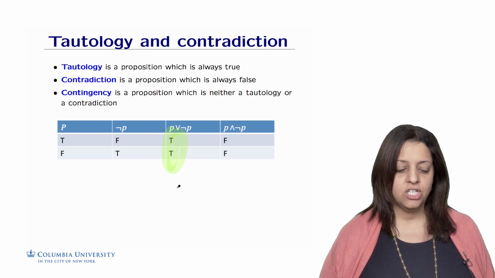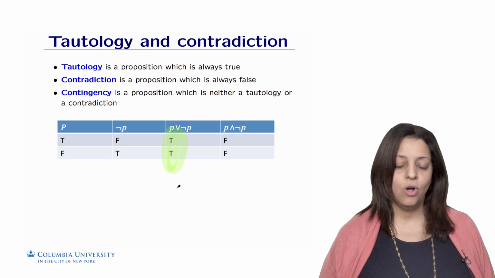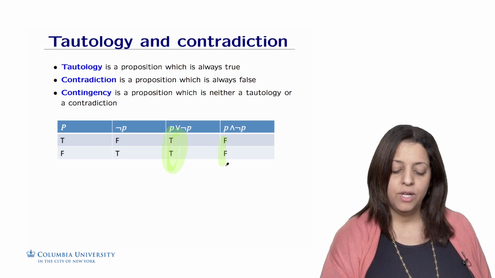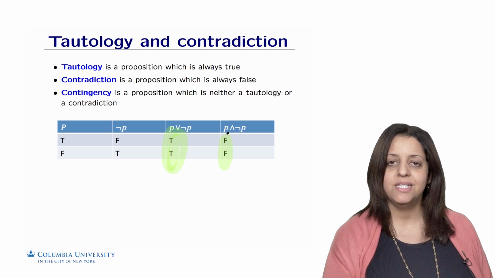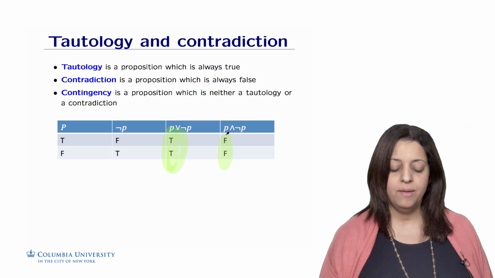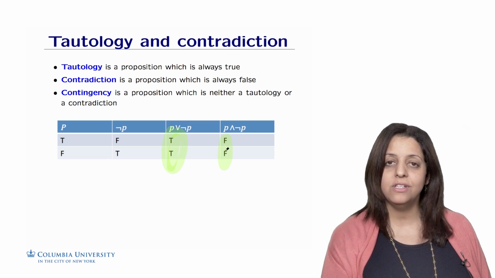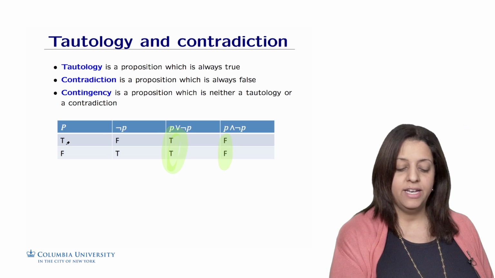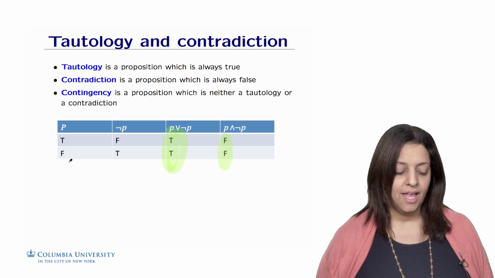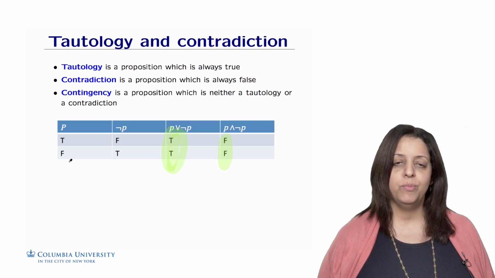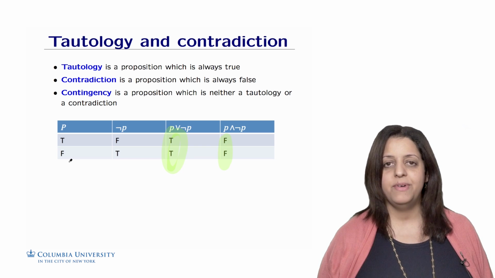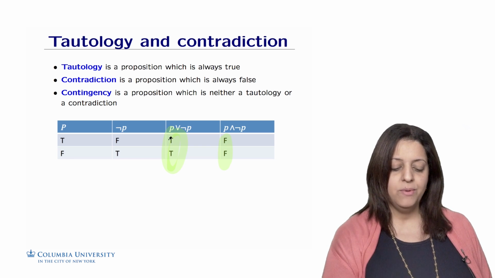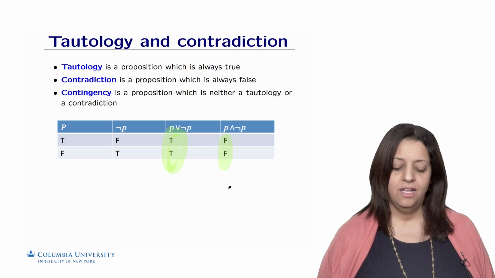We call contradiction or fallacy a proposition that is always false. Consider this one, P and not P. I am upstairs and downstairs is something that cannot be true at the same time. So we're going to have this false. It's a fallacy for any value of P. Finally, a contingency is a proposition which is neither a tautology nor a contradiction. So it depends on different situations. So we'll have a mix of true and false in its truth value.